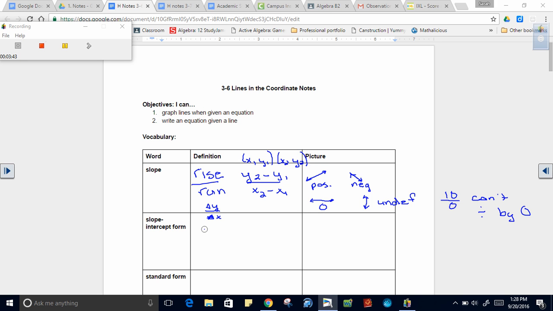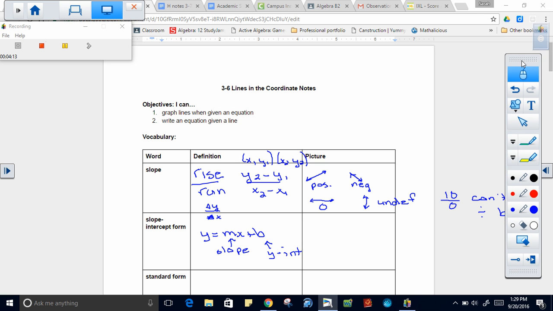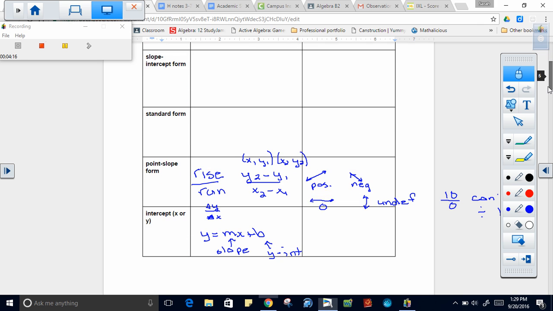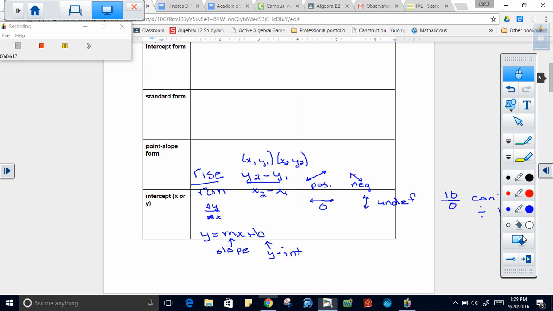Slope-intercept form of an equation is just that. It's an equation that gives you the slope, right? So it's mx plus b. Your slope is the m, and the y-intercept is the b. Okay. Move things here just a little bit. Hoping some of these words are a little bit familiar from Algebra 1.